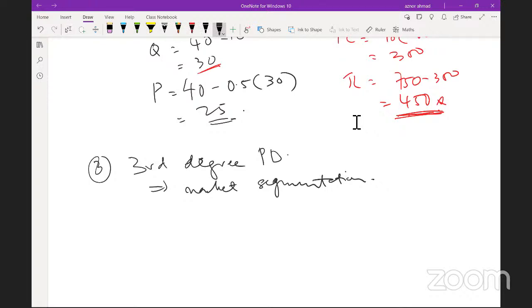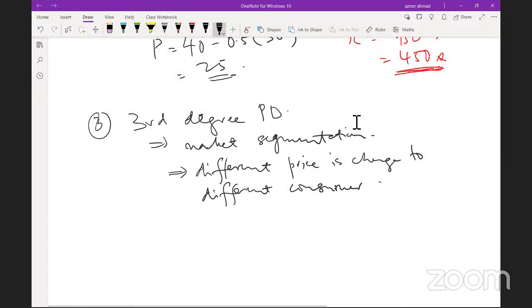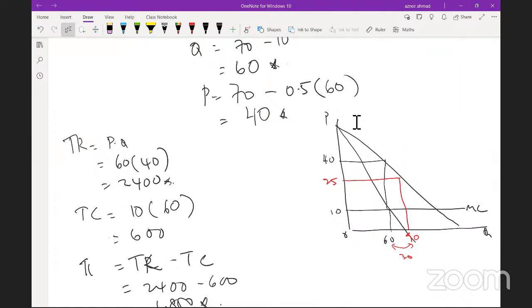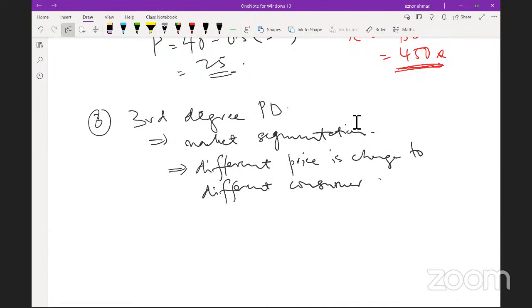And the third degree price discrimination here is a little bit different from the price block, because a different price is charged to different consumers. The difference is, the first one is charging different prices to the same consumer. Also the same with the second degree here. We charge different prices to the same consumer with a different quantity. But the third one is called market segmentation, because different prices are charged to different consumers.